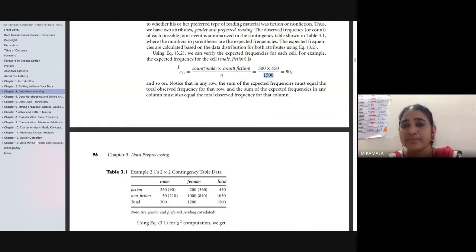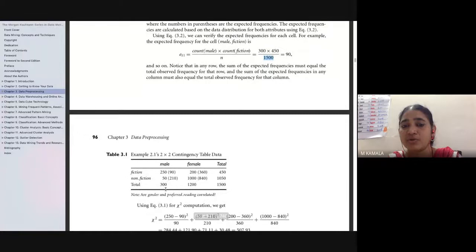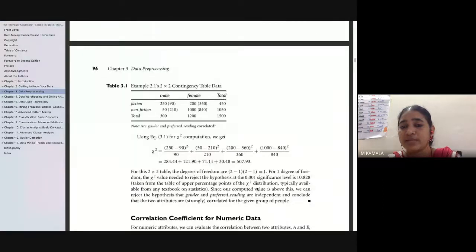Now just disregard this formula. Expected frequencies are nothing but the total count of the male and the total count of your fiction. If you take this matrix table and want this one value, you take the total of this first column and the total of this row, multiply, and divide by n. That gives the expected value here. Observed values are the end user values; you are not calculating them, they are observed. So you will calculate all the remaining values like this, and now calculate the chi-square.